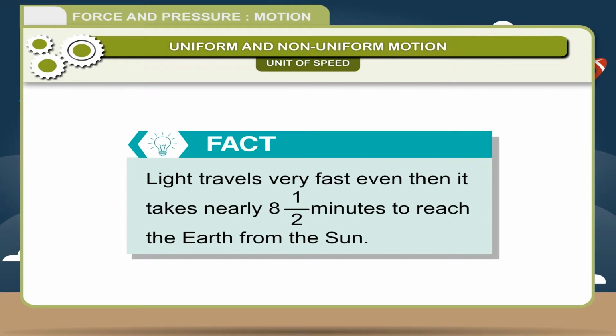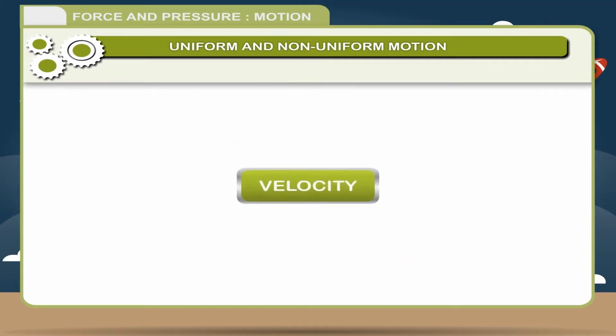Fact: light travels very fast. Even then, it takes nearly 8.5 minutes to reach the Earth from the Sun.